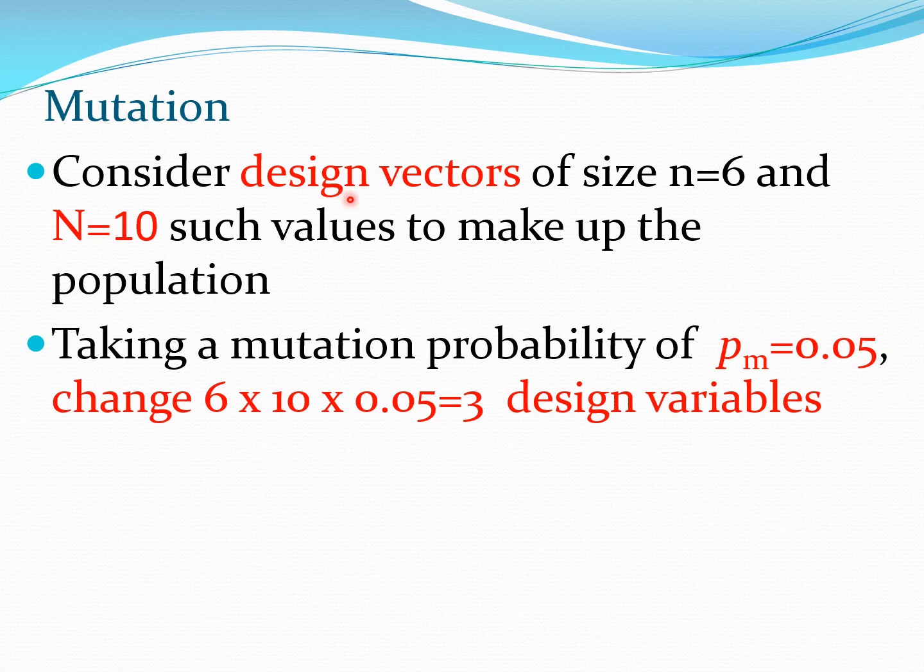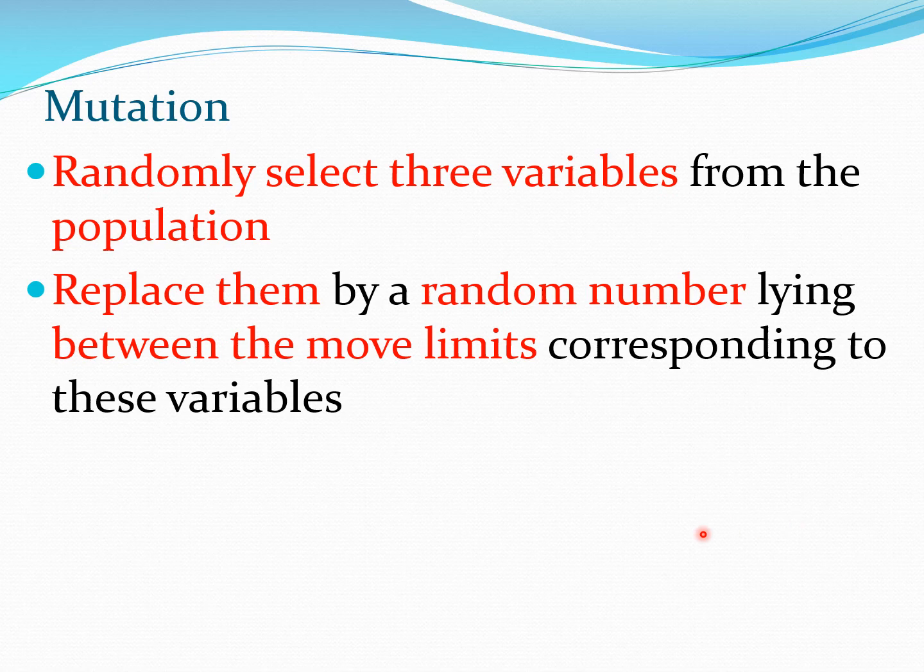So let us consider design vectors of size n is 6 and capital N is 10. And this is the population. So in that case, if the mutation probability PM is 0.05, we have to change 6 into 10 into 0.05 equals 3 design variables in the population. So that's the number of design variables which we change, and again we change them randomly. So we randomly select three variables from the population, replace them by a random number which lies between the move limits corresponding to these variables. And again, you know how to select a random number, so you select a uniform random number between 0 and 10 if you are working on that problem, and simply put these random values there.